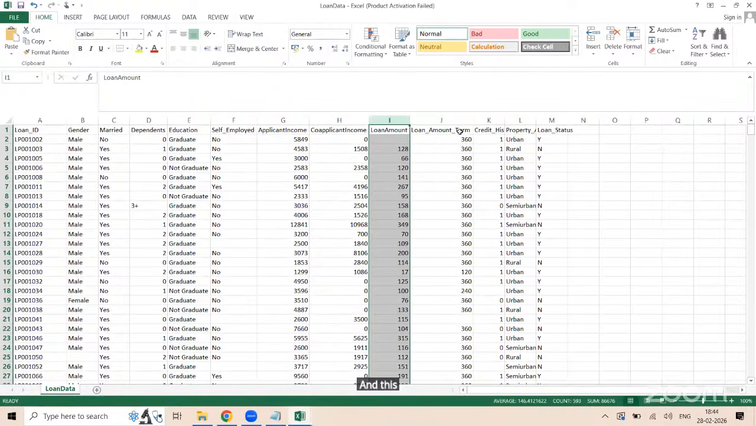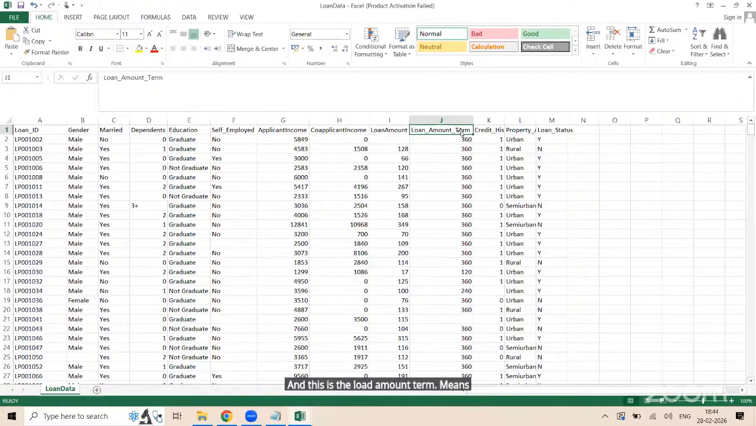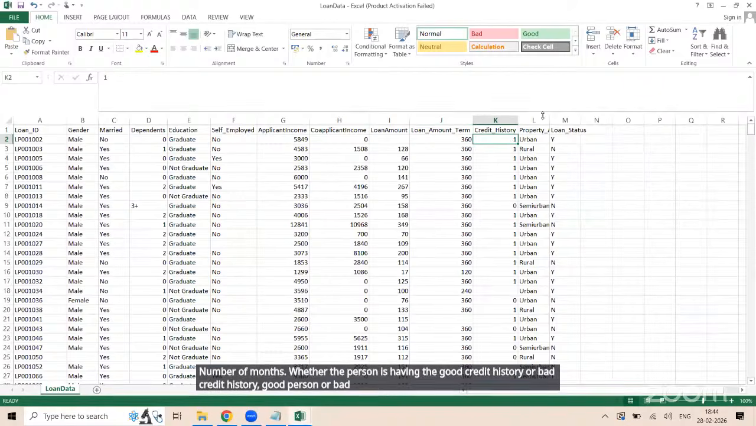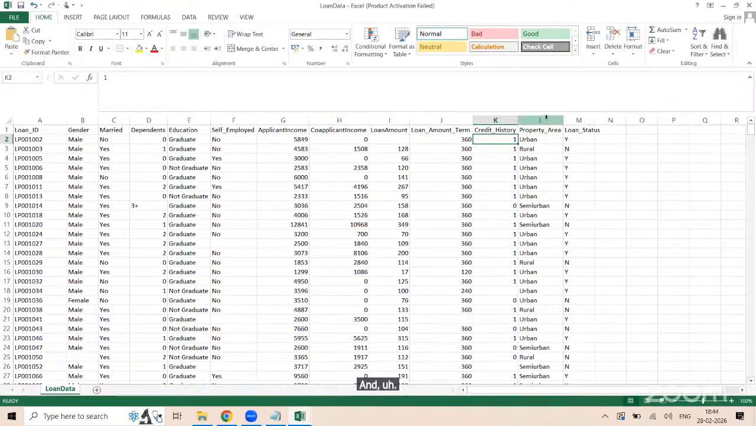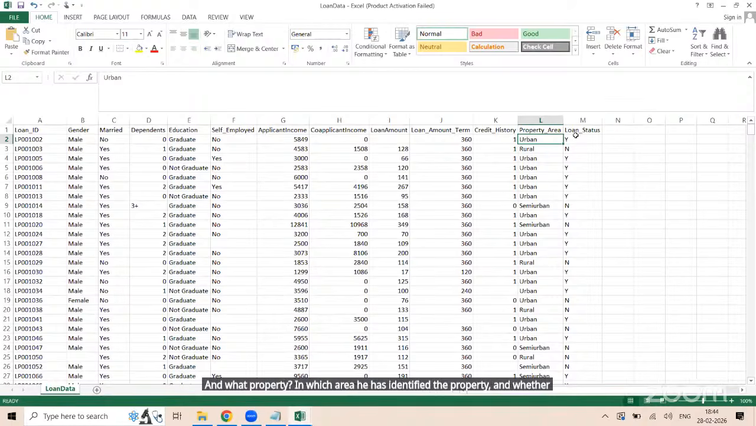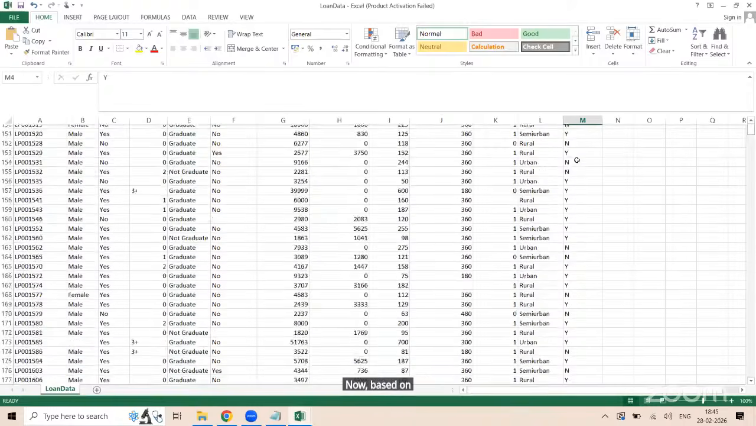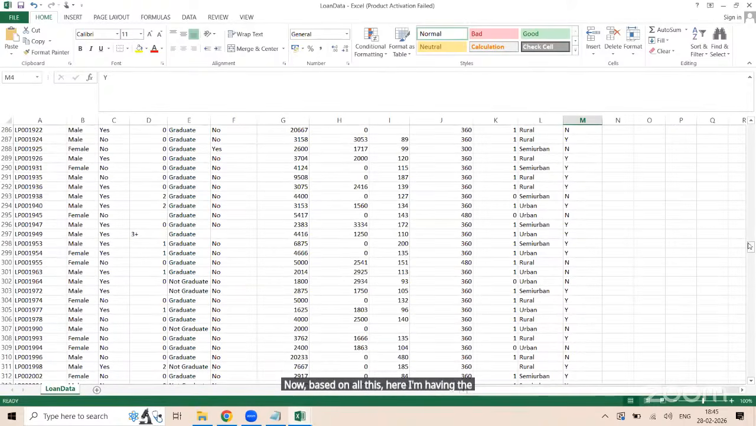And this is the loan amount term, meaning how many months they are going to pay. Then number of months, whether the person has a good credit history or a bad credit history, what property and in which area he has identified the property, and whether the person is eligible for the loan, yes or no. Now, based on all this, I have approximately 1,000 records here.